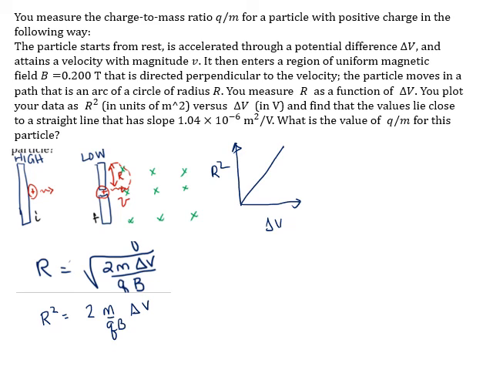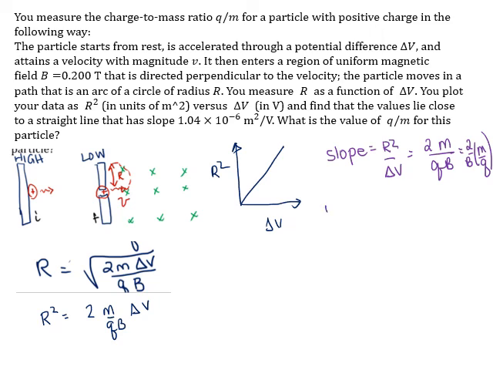Okay, there's my equation. The slope of a straight line graph, you can either compare it to y equals mx plus b, or you can think of your rise over run from high school. It doesn't really matter. So slope is equal to r squared divided by delta V. From our equation, r squared over delta V is 2 times m over q times B, or 2 over B times m over q, just to put some brackets around the term there. We're asked to find q over m, but we know what the slope is, and we know what the magnetic field is, so let's fill in the things that we know.